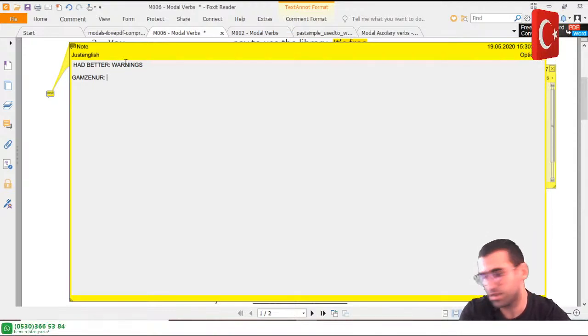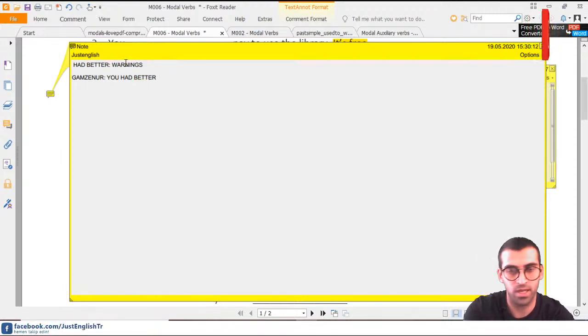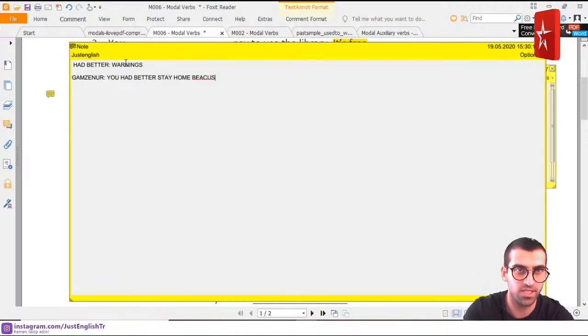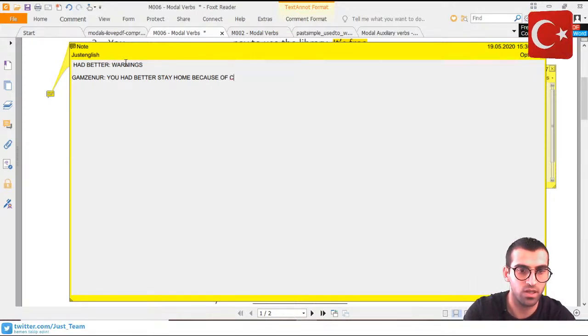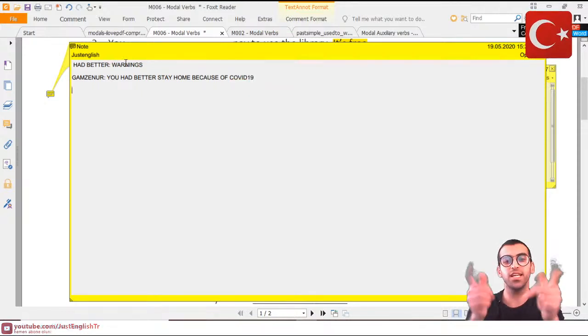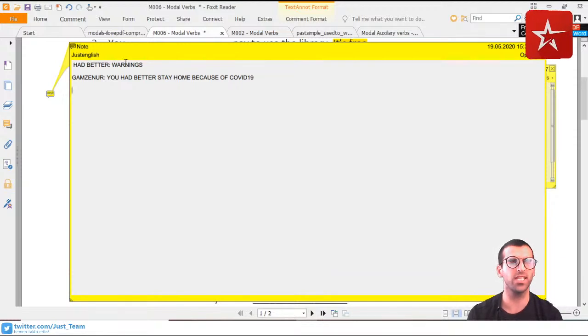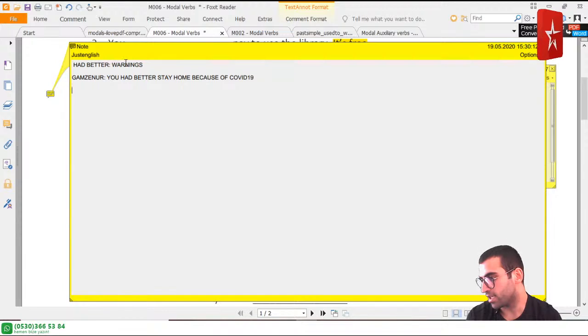Gamze Nur's sentence is grammatically correct. You had better stay home, and stay at home. Actually, some people say they are wrong, but we can use both. But actually, we should use at home because of coronavirus, because of COVID-19. Yes. Great. And next sentence. Please write a sentence for don't have to. He drives very fast. Yes, thank you. Thank you, Miss Eric Dalla.